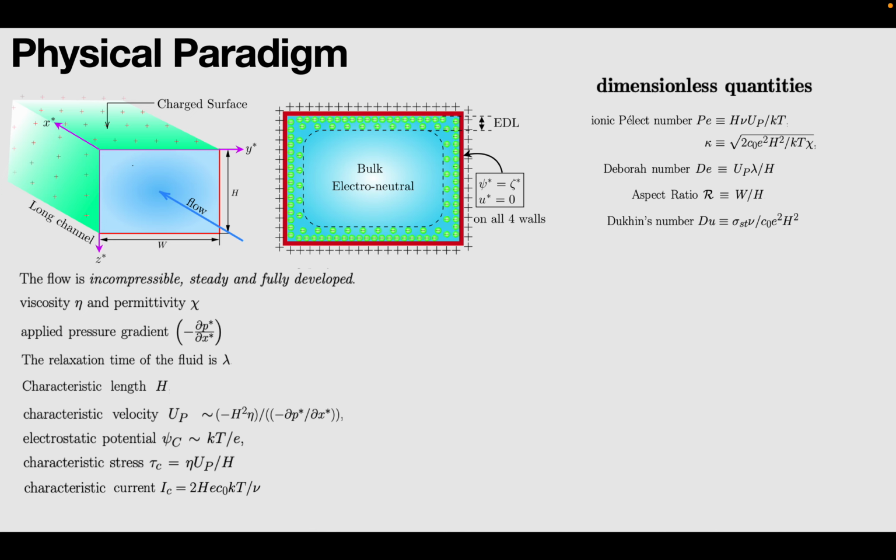Other numbers are the Deborah number, which tells how large is the relaxation time of the liquid as compared to the time scale of the flow. Then you have the aspect ratio, and then you have the Dukhin number, which tells us how conductive is the Stern layer as compared to the bulk of the fluid.